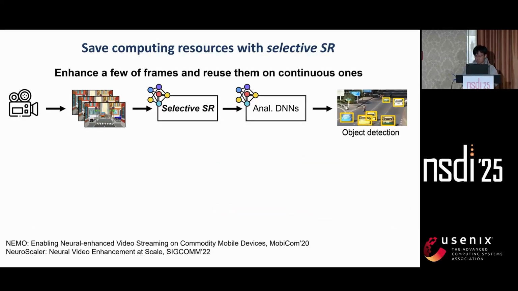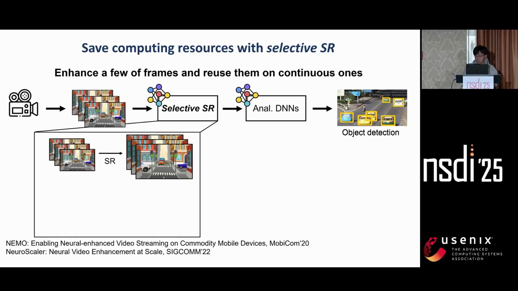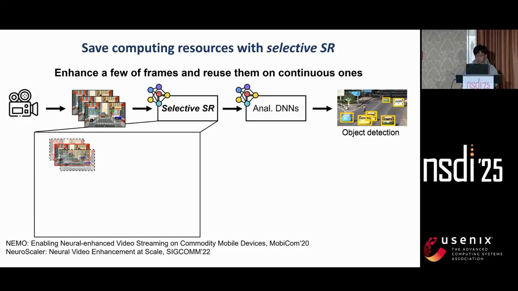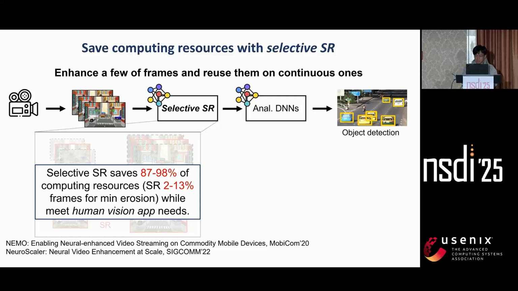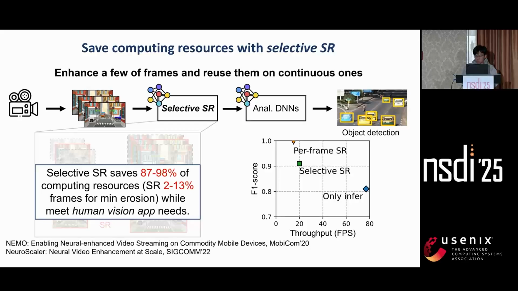So a more optimal solution leverages temporal redundancy in video streams by selectively applying SR only to keyframes. Selective SR selects a few frames as keyframes, performs SR on them, and reuses them on continuous frames with some erosion. Selective SR saves lots of computing resources while meeting human vision needs, like video streaming. However, analytical tasks are more sensitive to image erosion. For example, the object detection task requires SR on more frames to meet the target accuracy.